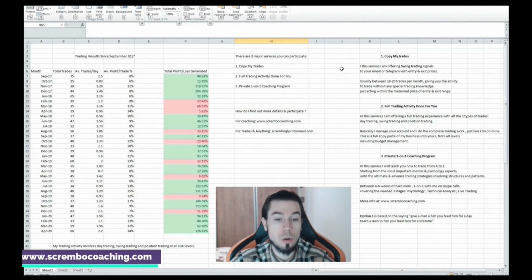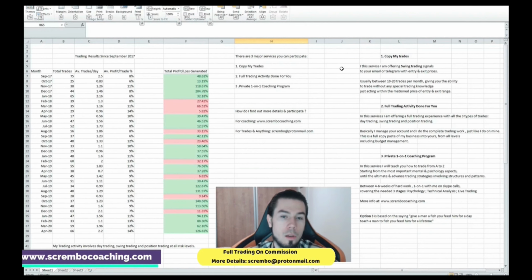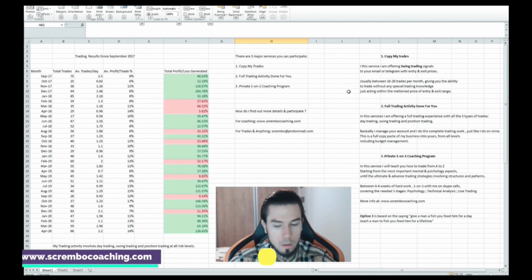They give you the ability to open your position with multiple hours of room, at your own timing, I would say. So for example, you need to enter between 9,000 and 9,300 price per BTC. There is that $300 price range, which gives you room to act even within the next 2, 3, or 4 hours. It's not really that urgent, just like day trading. Usually we have between 10 and 20 trades per month in this swing trading section, giving you the ability to trade without any special trading knowledge, just acting within the mentioned entry and exit price range. That's what you have to do.